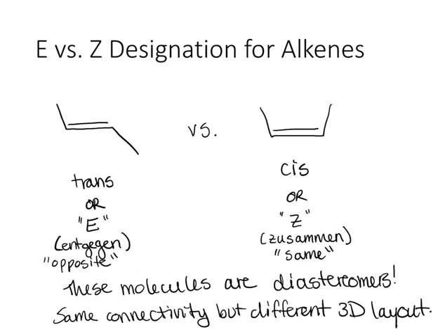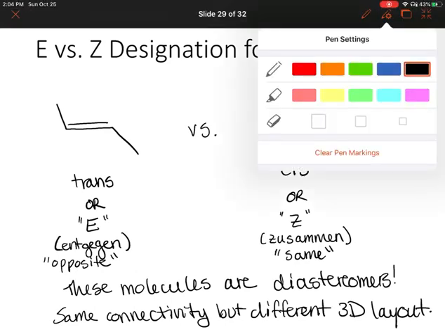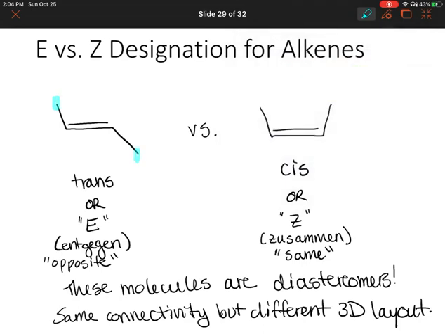So if you have two groups on carbons, and they're on opposite sides of a double bond, then you can say they're trans, or you can say that it's E for opposite or entgegen. And on the other side, if you have two groups that are on the same side of a double bond, so they're both pointing up or both pointing down, then you can call that cis, or you can label it as Z for same or zusammen.